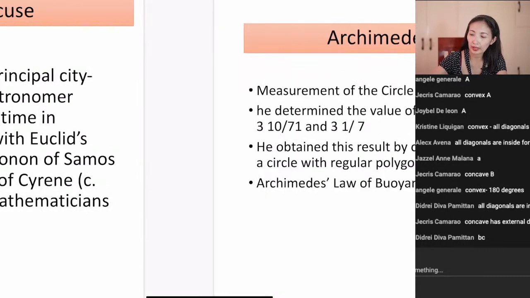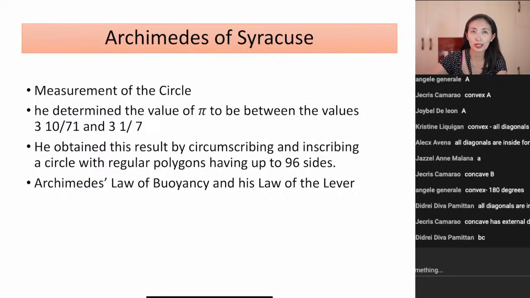Now, he determined the value of pi to be between 3 and 10/71 and 3 and 1/7. How did he obtain this value? It was obtained by circumscribing and inscribing a circle with regular polygons having up to 96 sides. How difficult it is to draw a polygon with 20 sides, much more a 96-sided polygon.